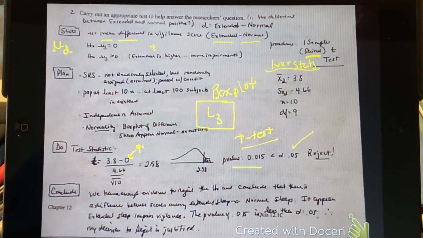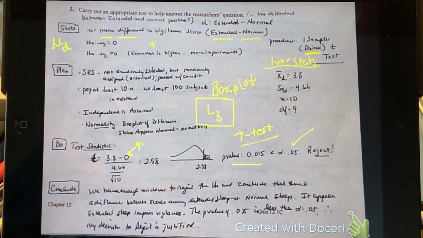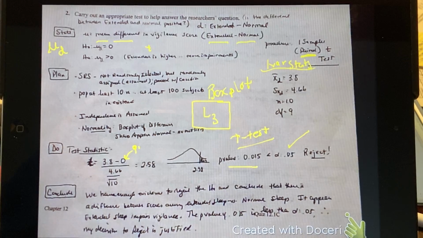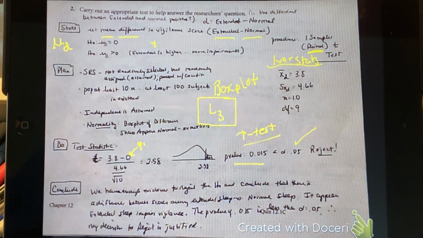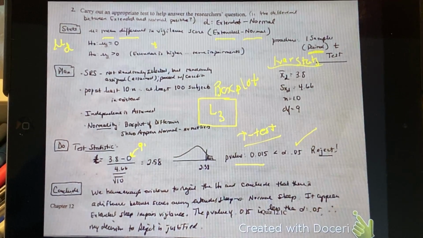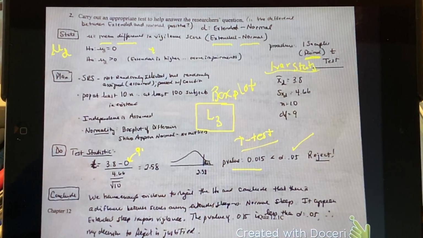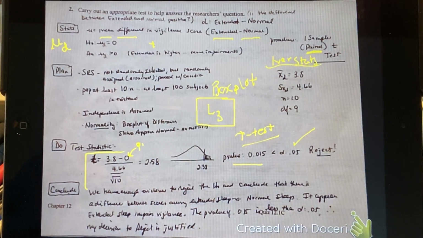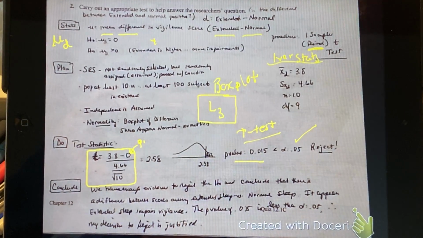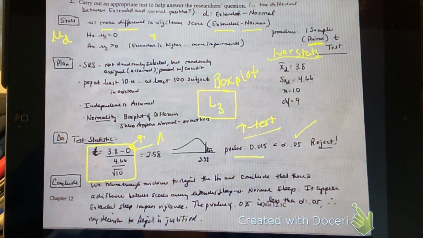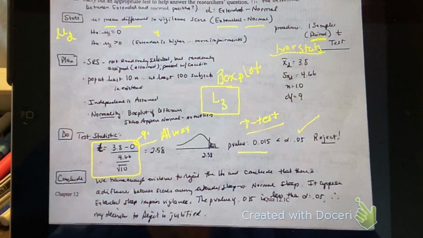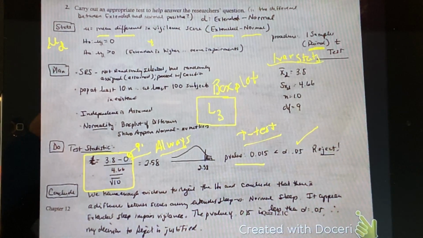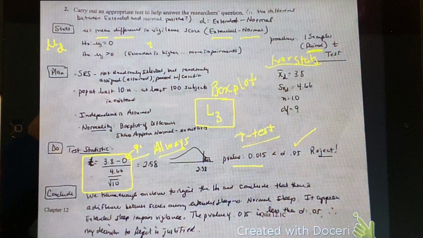So 3 types: sigma known, sigma not known. See if you can tell the difference when you read the stem of the question. Just follow the same steps: state, plan, do, conclude. Your formula right here, especially for a difference, you're always using 0 for your difference, always, when you're doing matched pairs, okay? And then again, checking for normality, but the rest of the stuff you've been doing, okay?